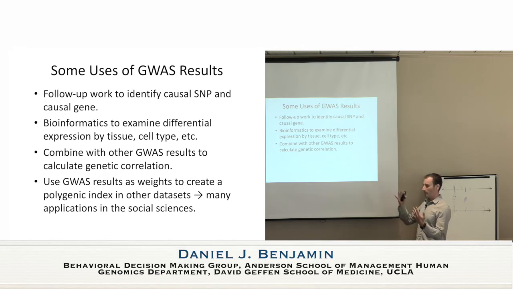GWAS results can be combined with GWAS results on other phenotypes to calculate genetic correlations. And that's something that Raymond is going to be talking about. And then you can use the GWAS results to create weights for constructing a polygenic index, which you could then apply in other data sets that have genome-wide data. And that's what Patrick's going to be talking about later today.